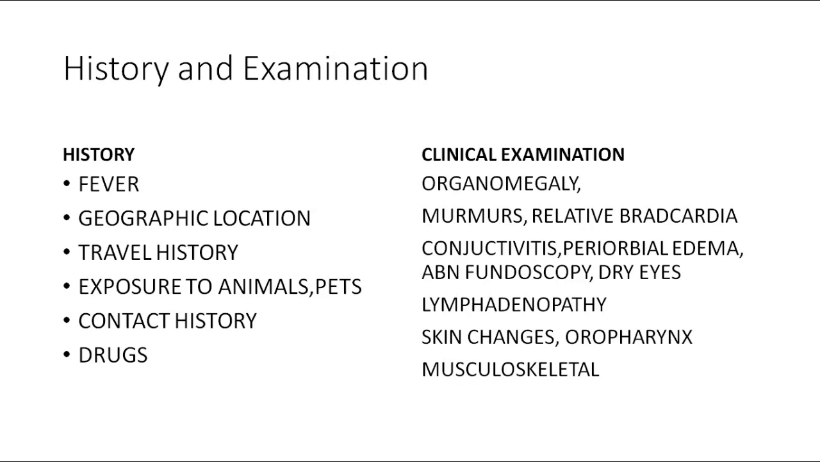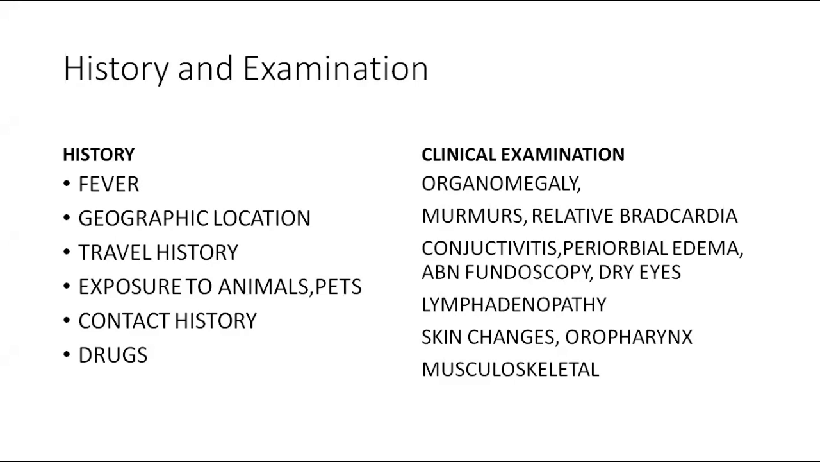Abnormal fundoscopy findings you will see in tuberculosis and inflammatory conditions. And what is the significance of lymphadenopathy? Seen in inflammatory disorders and viral infections like EBV infection; fever, lymphadenopathy, organomegaly are more classical for EBV infection. Sometimes skin changes and musculoskeletal changes, like in osteomyelitis, bone tenderness. We can see all of these findings.